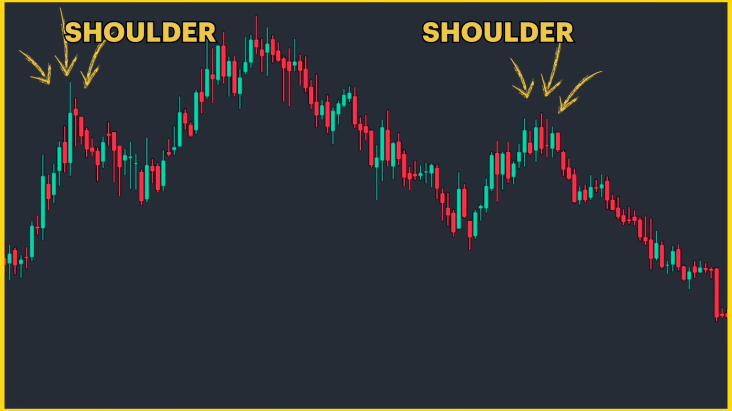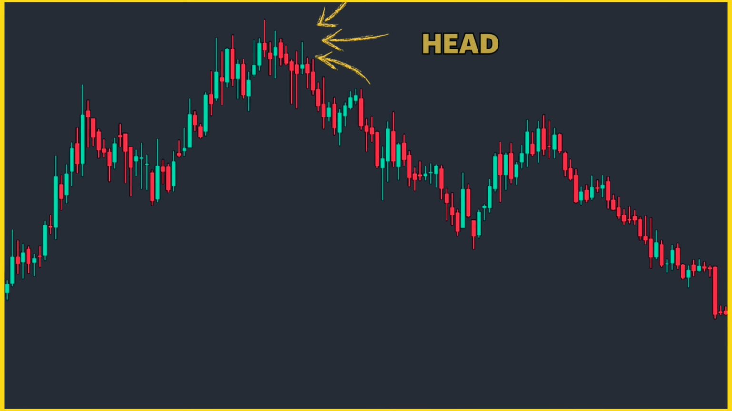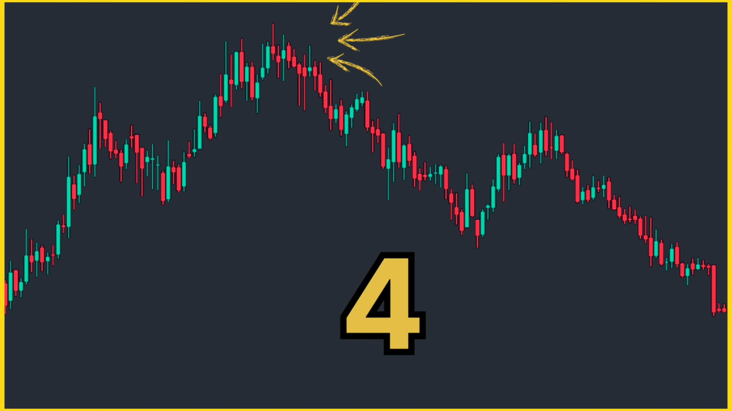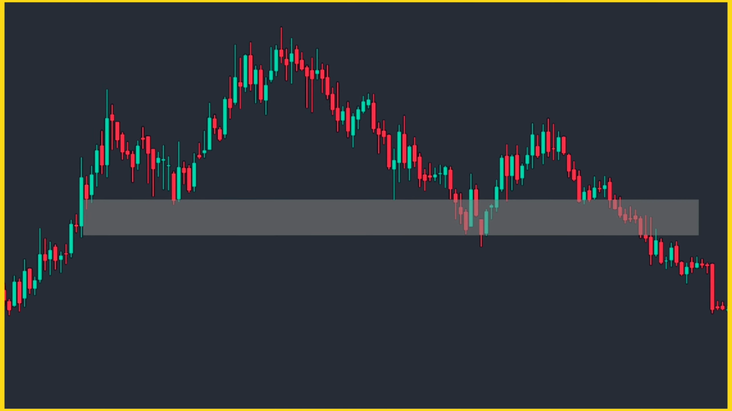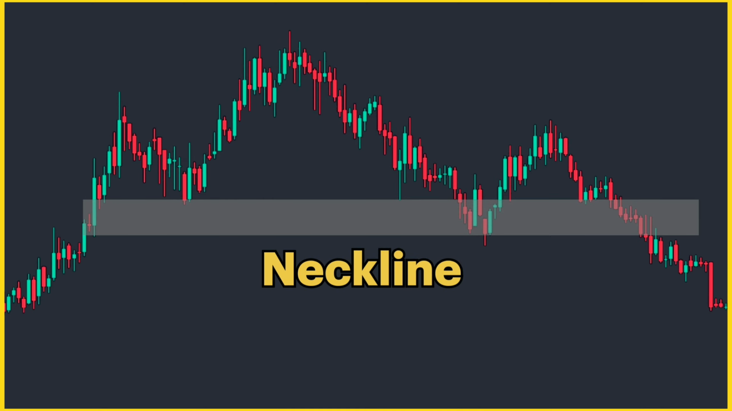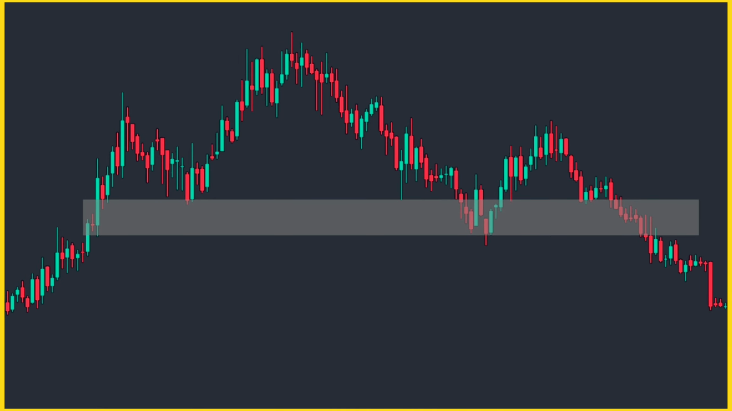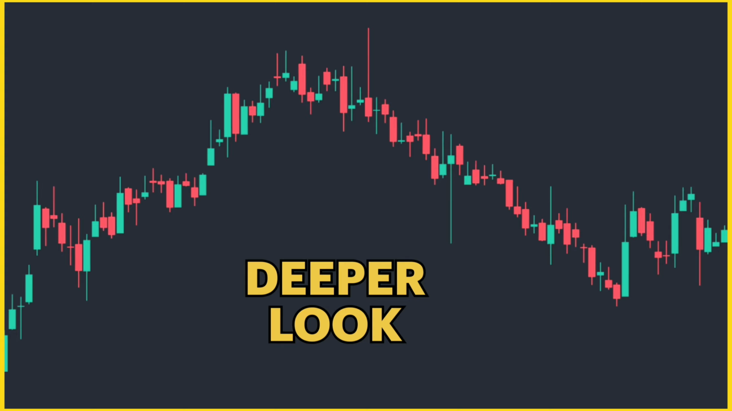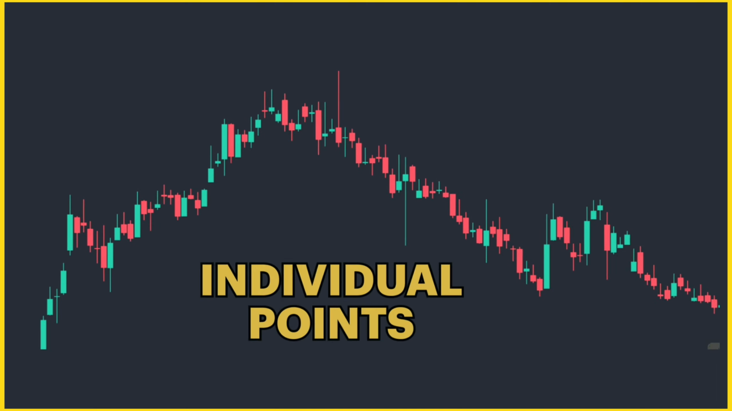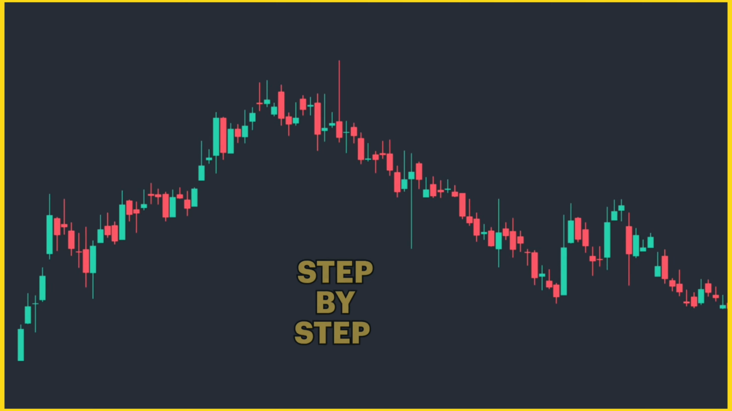The first and third peaks are the shoulders, and the second peak forms the head. Fourth, a neckline can be drawn across the bottoms of the left shoulder, the head and the right shoulder. This is how the head and shoulders pattern is formed. Now let's take a deeper look inside the head and shoulders pattern. We will go through the individual points step by step.